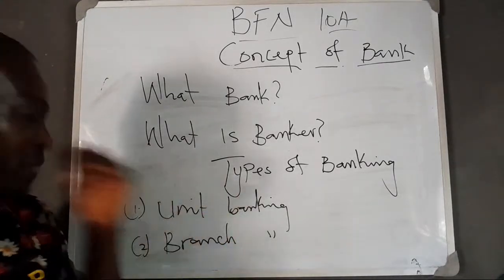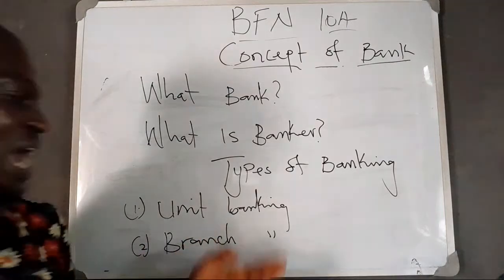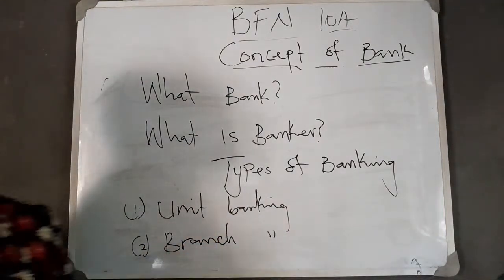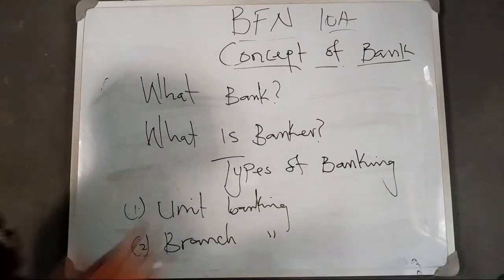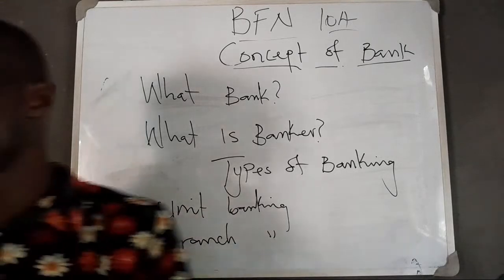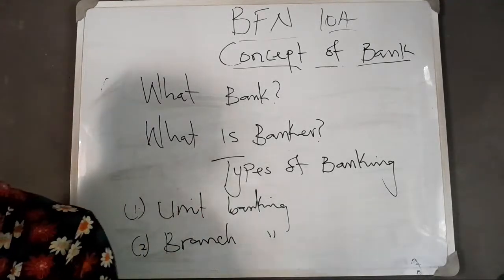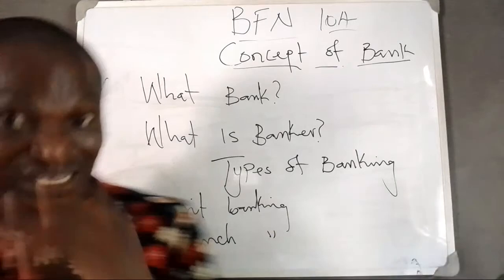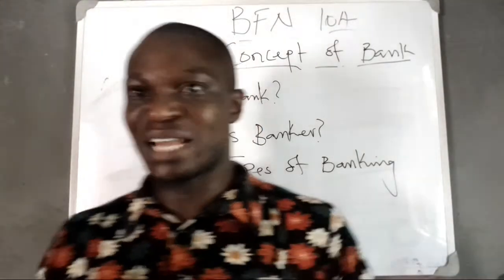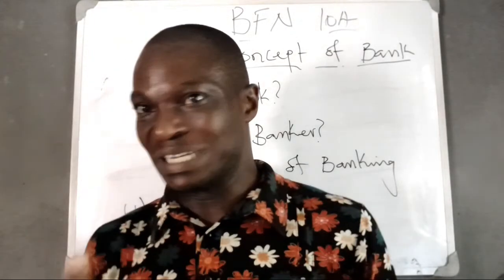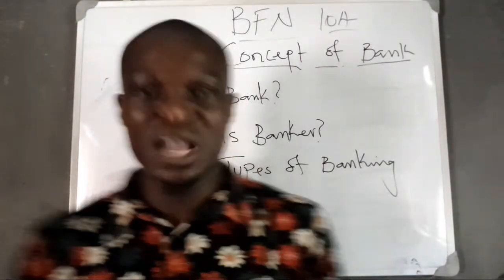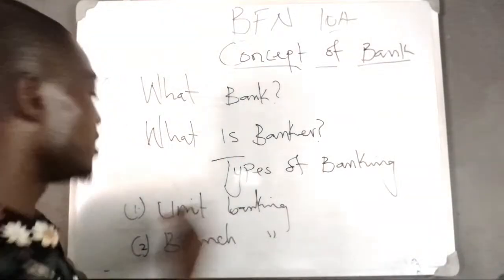When we say branch banking, it is a very common word, and it is according to the way it sounds. Branch. This is a type of bank that has networks in other places, while unit banking is a type of bank that has no network, that is just singular. For instance, let's say we have a First Bank in Nigeria that is just a single building in a particular place, with no branch. We call this type of bank a unit bank.